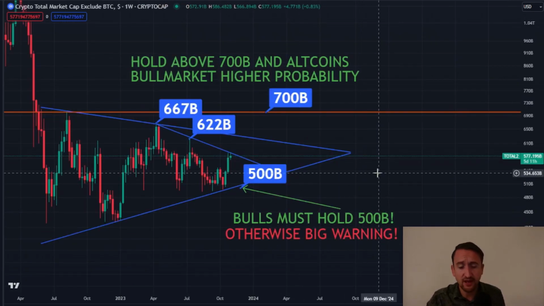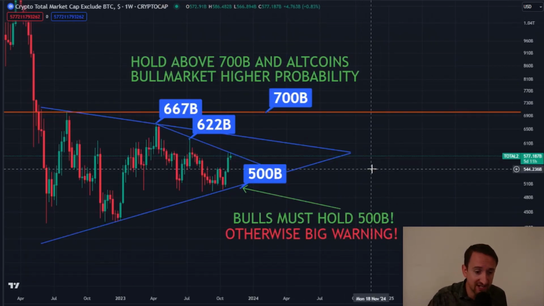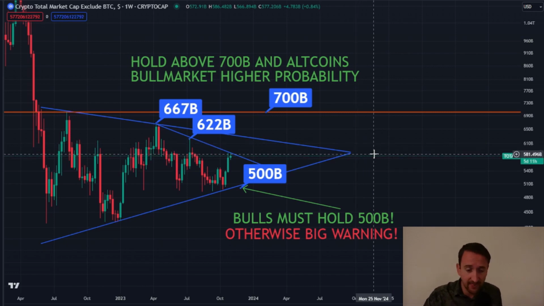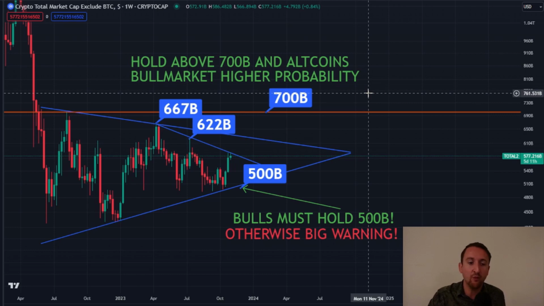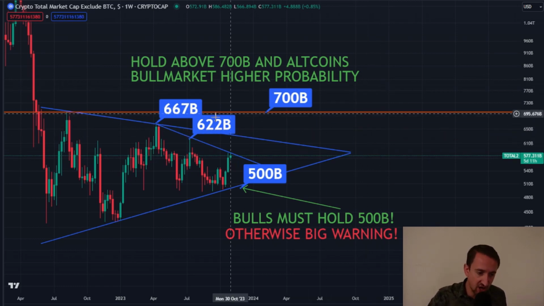Now, Total 2, I think this is the more interesting one to look at, because in my opinion it's less bullish, and again, one to just wait for some more confirmation first if you're not sure what to do in the market at this stage. So as you can see, it's a very different chart.